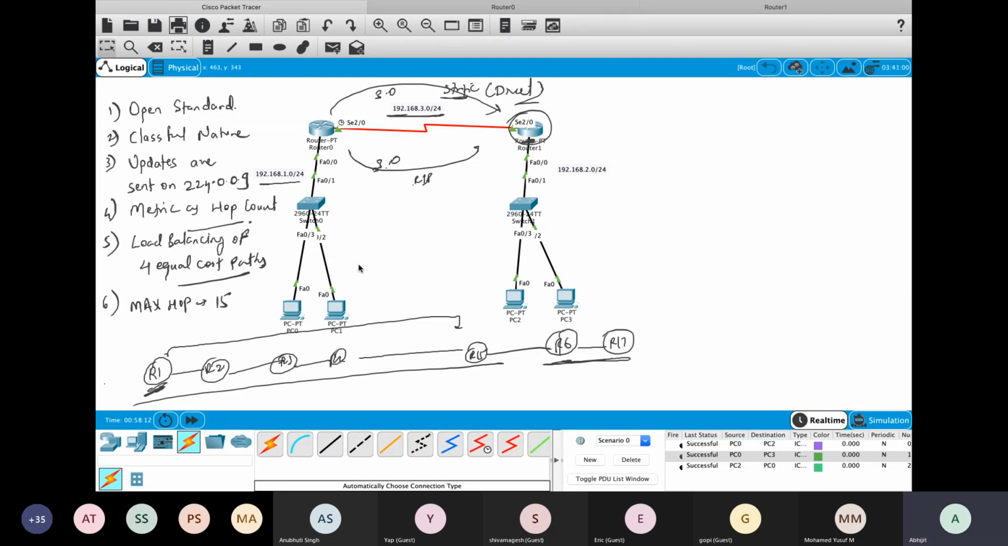It will drop that particular route, assuming that this route is not supported, and I cannot send traffic to a router which is situated 16 hops away from me. So that particular route will not be installed into your routing table. These are certain characteristics of RIP and how it actually works.